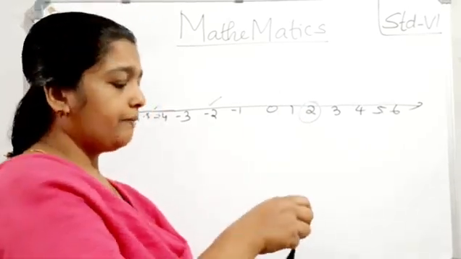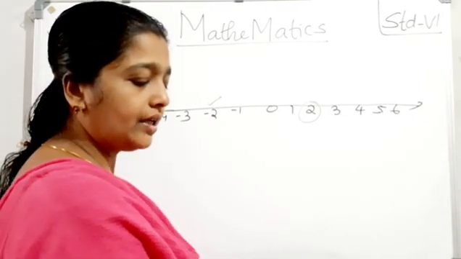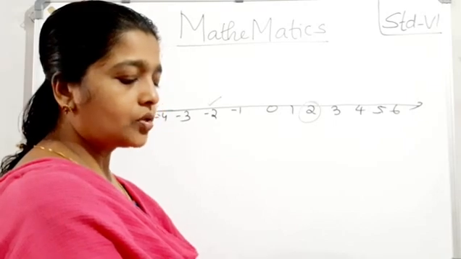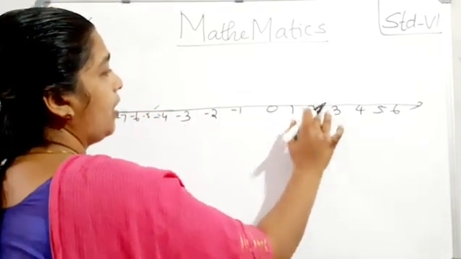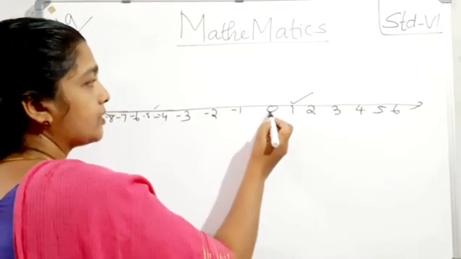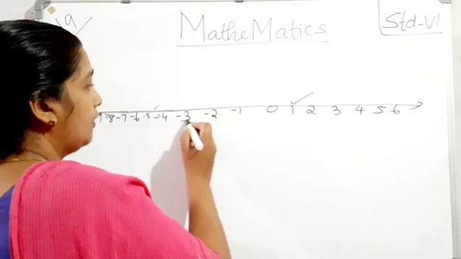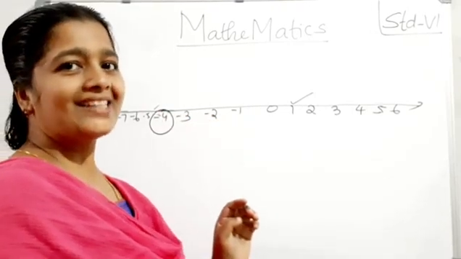Yes. Next question. Which number will we reach if we move 5 numbers to the left of 1? So 1 here, left side, 5 numbers: 1, 2, 3, 4, 5. So where? Minus 4. Understand?